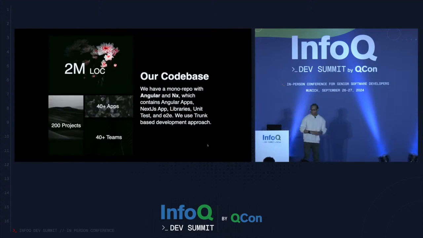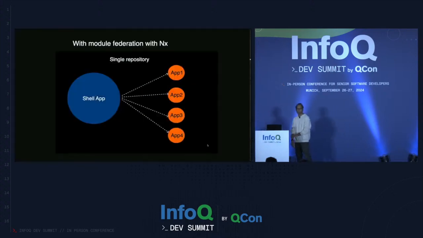Now, this is our code base as of today. We have 2 million lines of code. We have close to 40 plus applications. We have 200 projects. Why are applications not projects? Because we also have libraries. We try to split our code into smaller chunks using libraries. That's why we have close to 200 projects. And then more than 40 teams are contributing to this code base. So we get close to 100 PRs per day. That's an average, but there are some times where we get more.